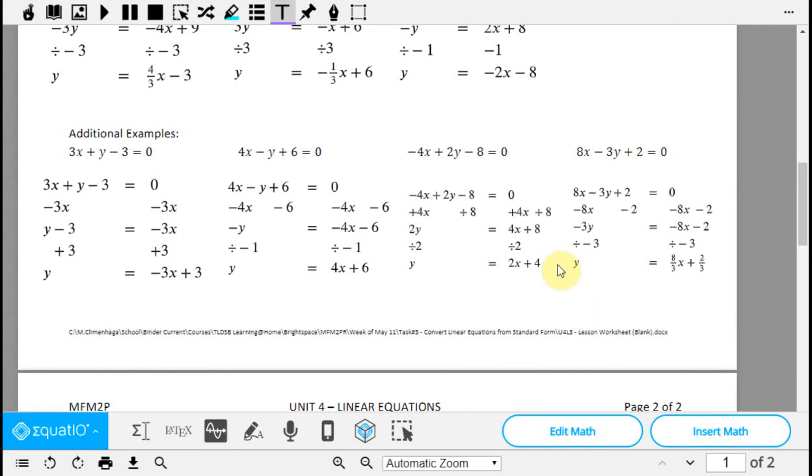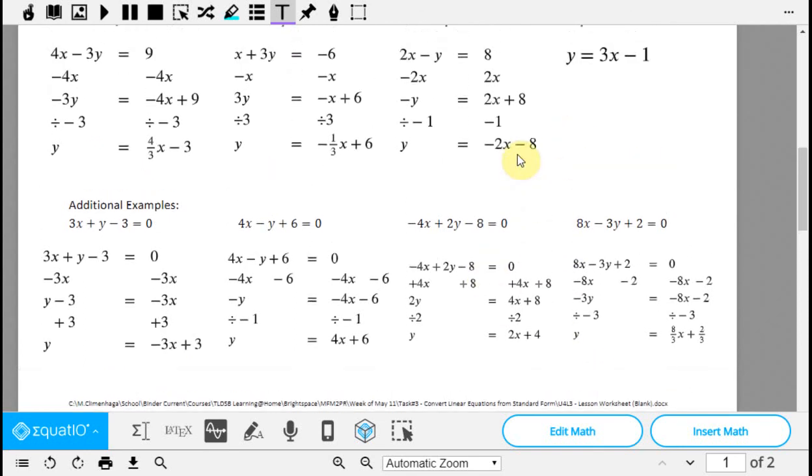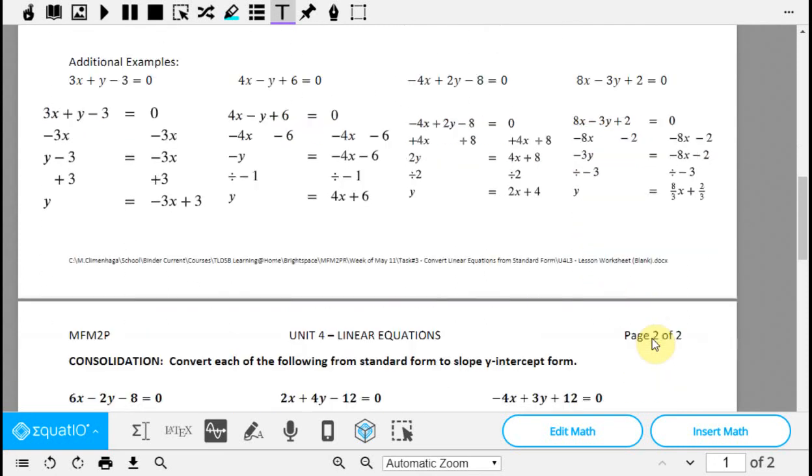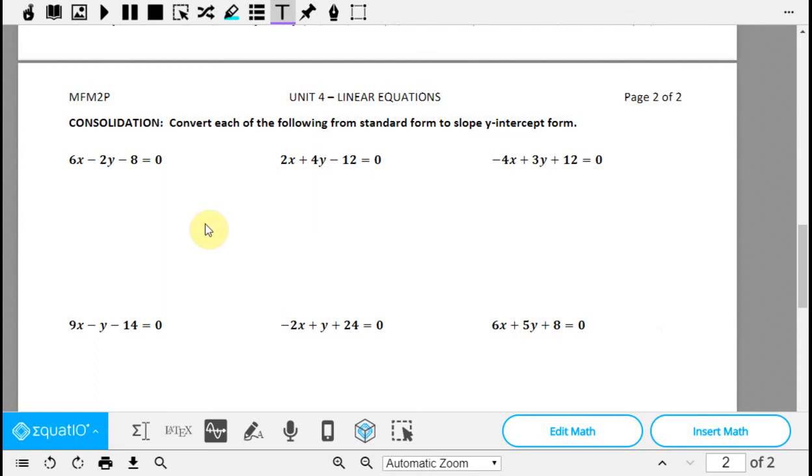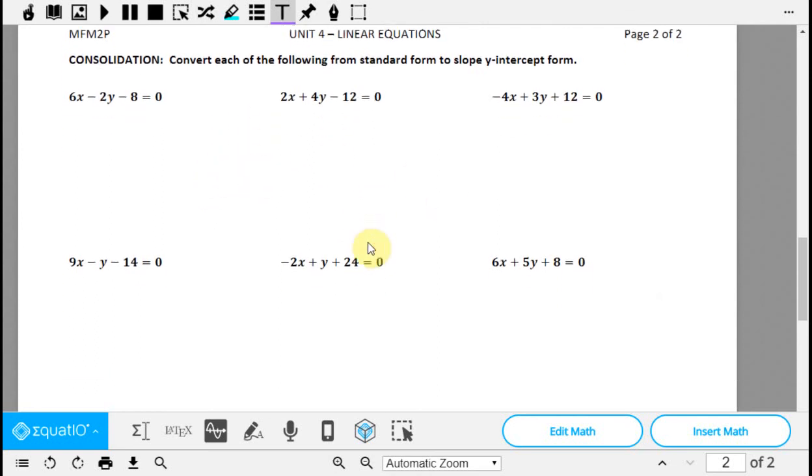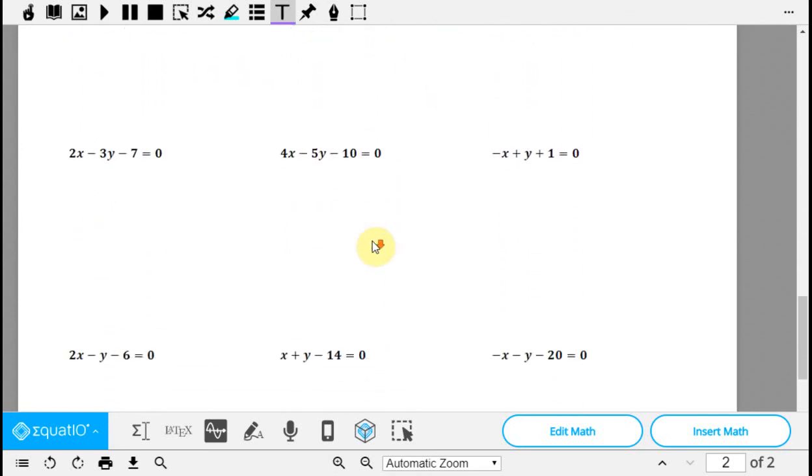And there are the examples of going from standard form, and there's two different standard forms that are possible, and then going to y equals mx plus b, or slope y-intercept form. Now if you would go ahead and practice this skill with these standard form equations.